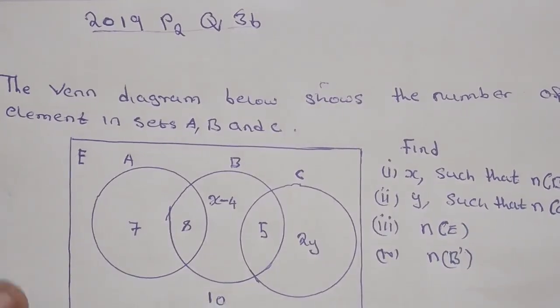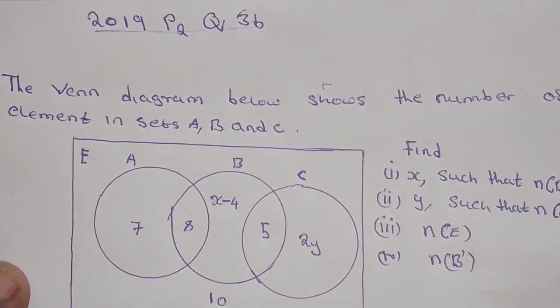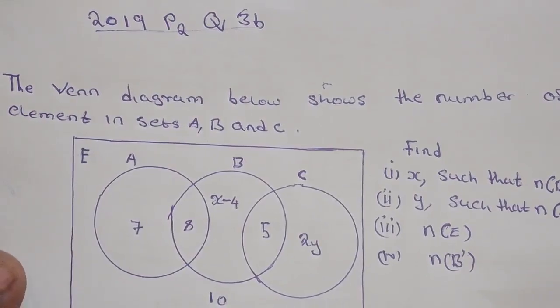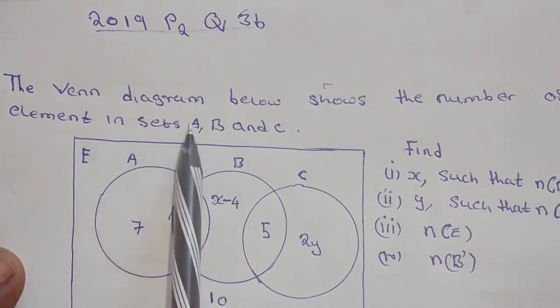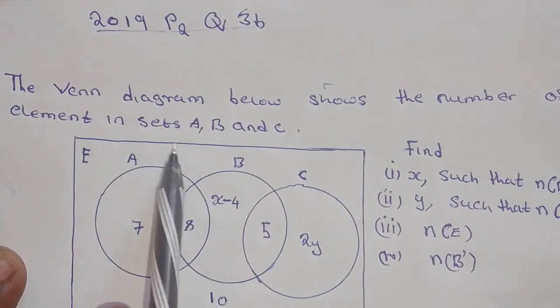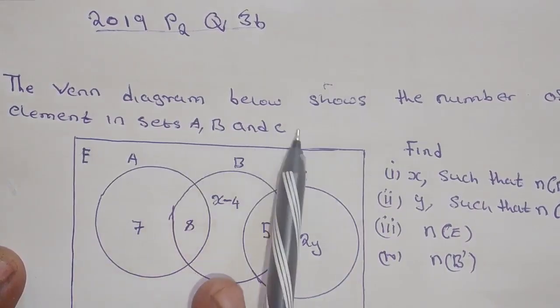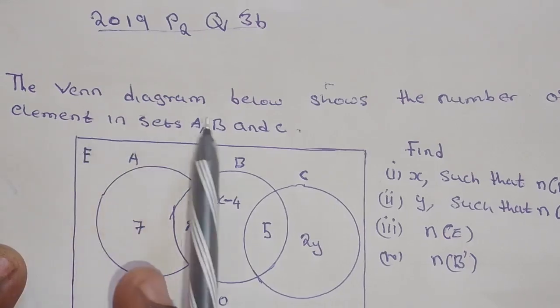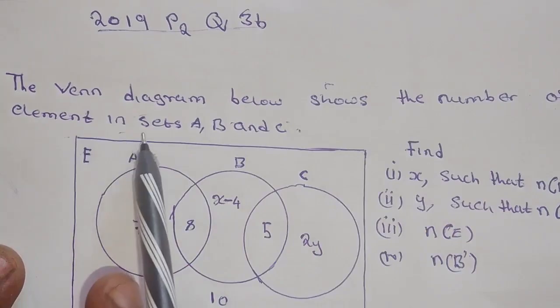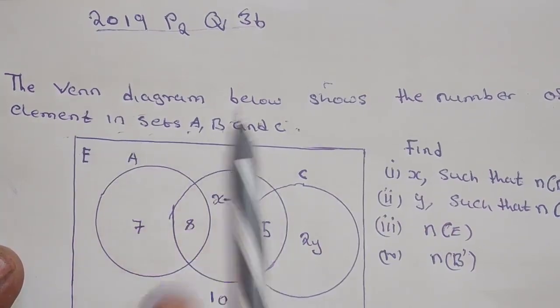Greetings. Here with me is the 2019 Paper 2 Question 3B Internal Mathematics. And the question reads, the Venn diagram below shows the number of elements in sets A, B, and C.